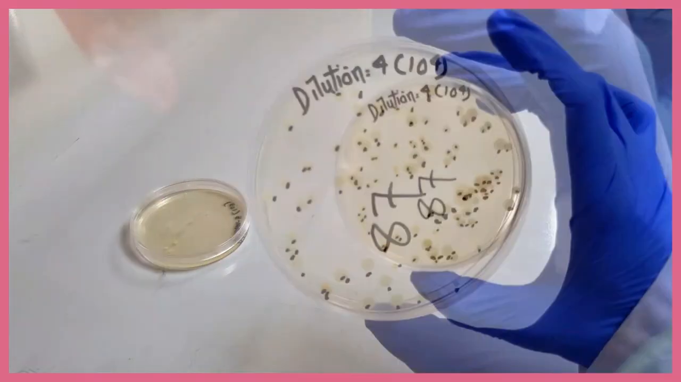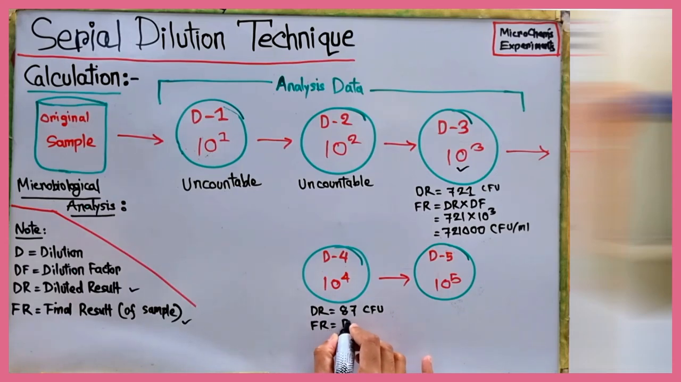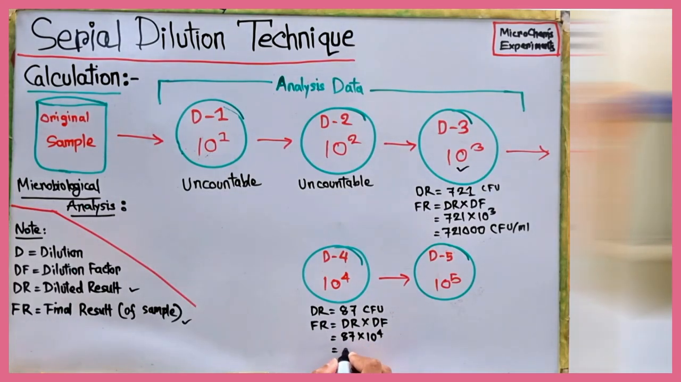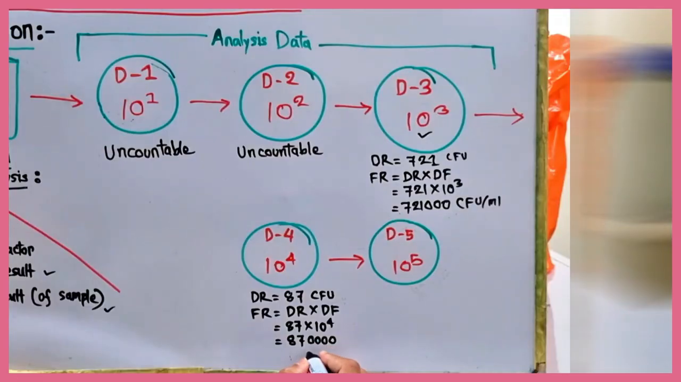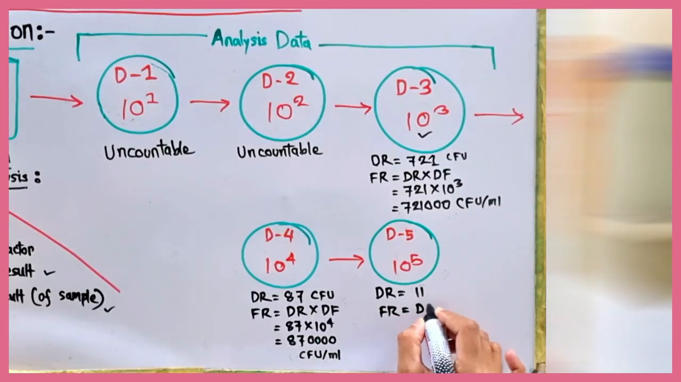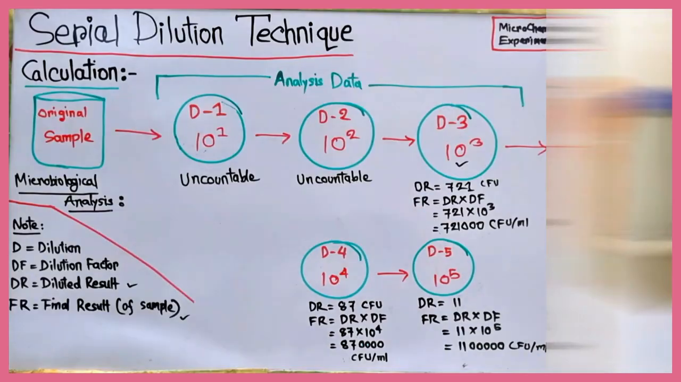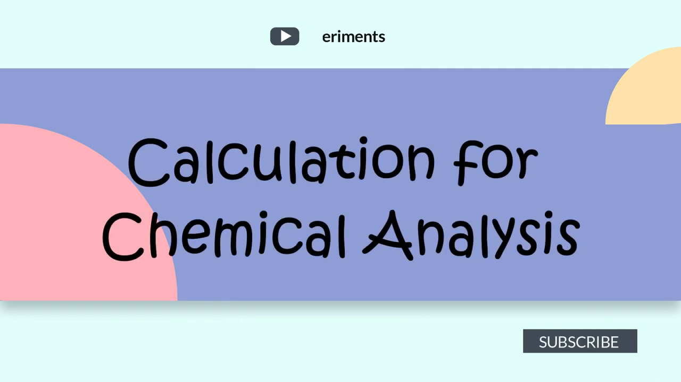We found 87 colony forming units in dilution 4. By multiplying with the dilution factor, we get the final result is 8,70,000 CFU per ml. In the same way for the dilution 5, we get the final result of our original sample is 11,00,000 CFU per ml. Let's calculate the chemical analysis results in the same manner.